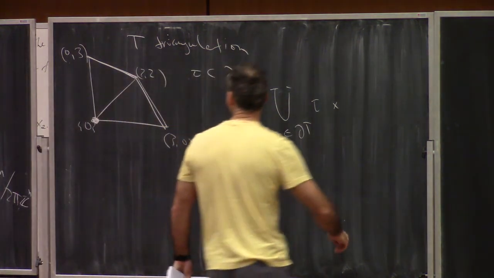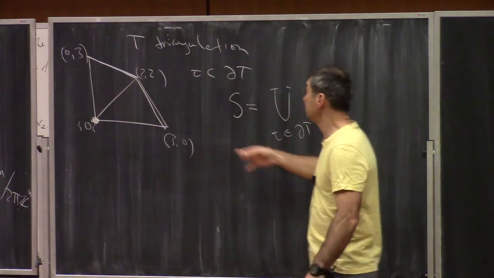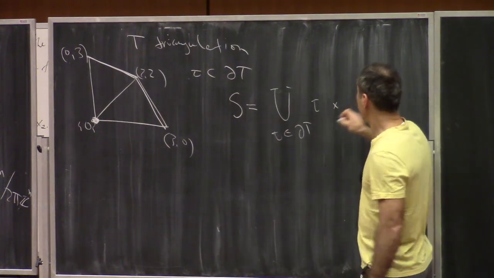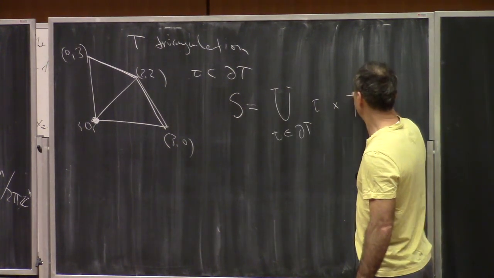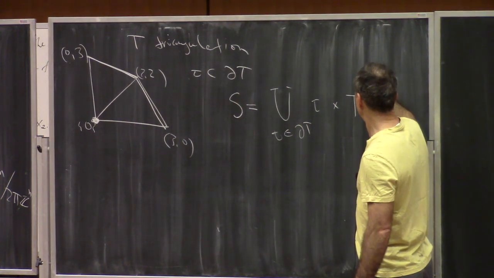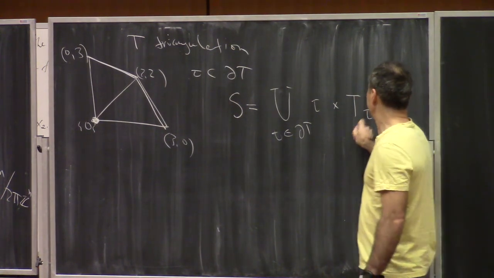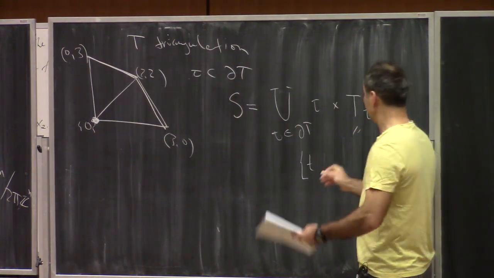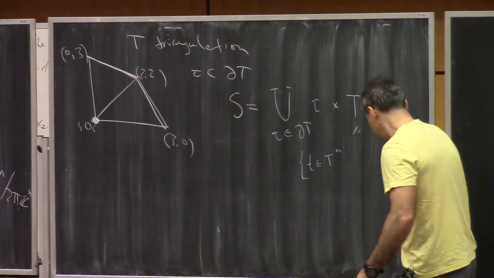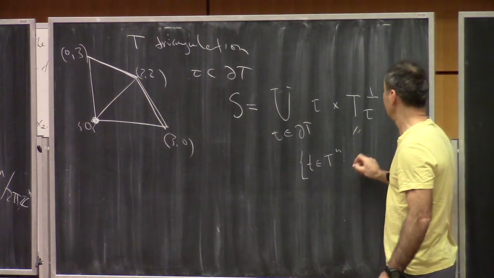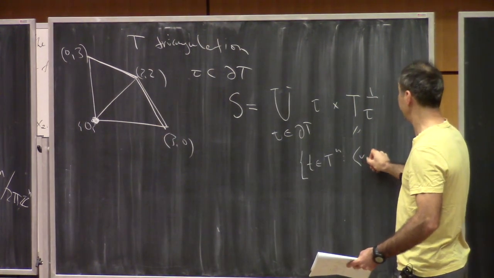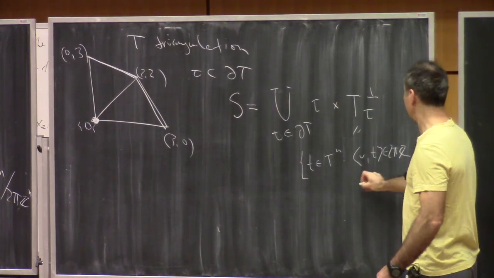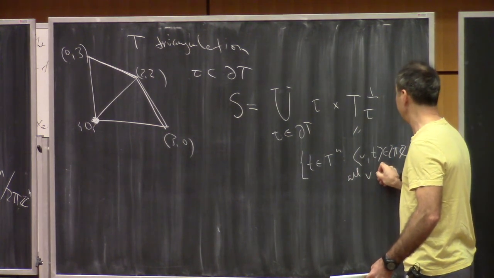The Newton polytope is in a dual space. So tau is in the dual space, and then you take the cross product with something in the torus. What you take in the torus, let me call it T_tau. And what is this? It is the set of points t in the torus T^n such that, if you take any vertex v of tau, you get an element of 2πZ, for all vertices v.